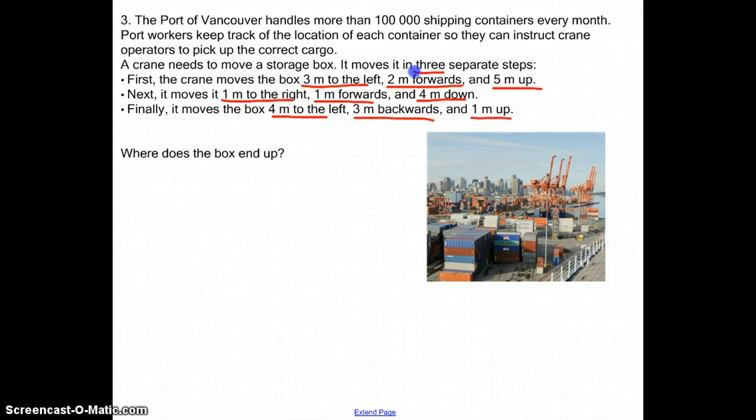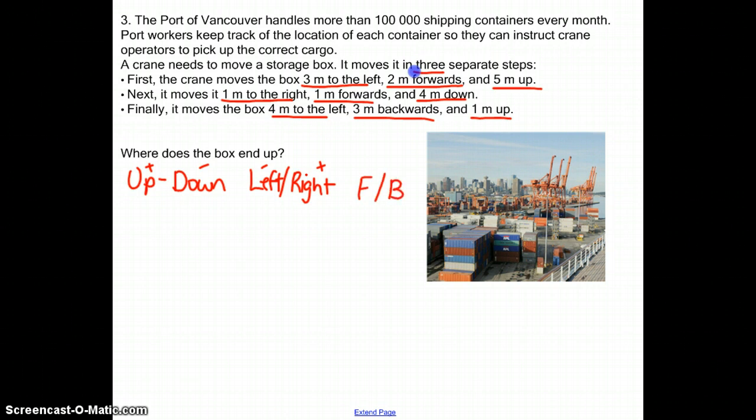What I did to do this is I'm organizing my data in up and down, where up would be positive, down would be negative, in left and right, where left would be negative, right would be positive, and forwards and back, where forwards would be positive, backwards would be negative. So let's start with just the very first step. It moved 3 meters to the left, so it moved -3. It moved 2 meters forward, so +2. It also moved 5 meters up, which was +5.